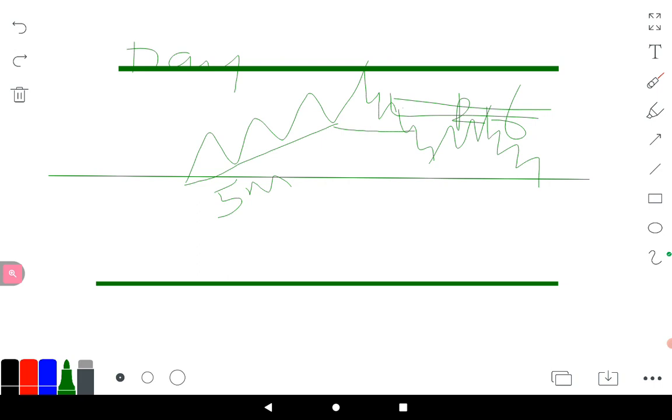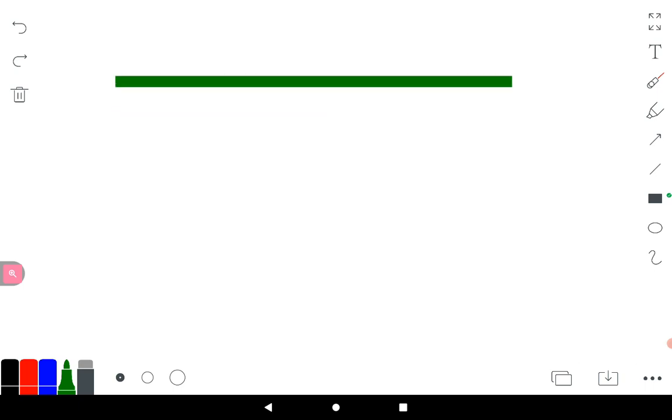I believe by now you guys will have understood the concept of the strategy. Now let's go to the different time frames you can combine to trade this strategy. Now this is the zone.